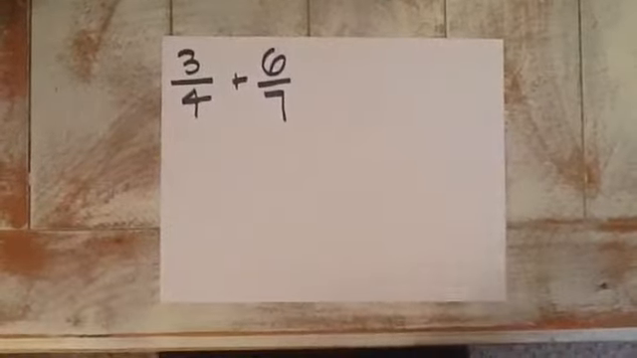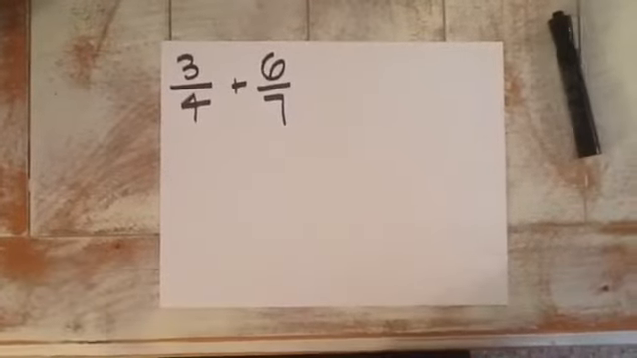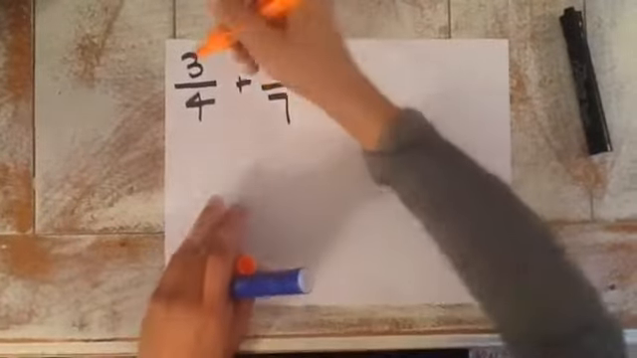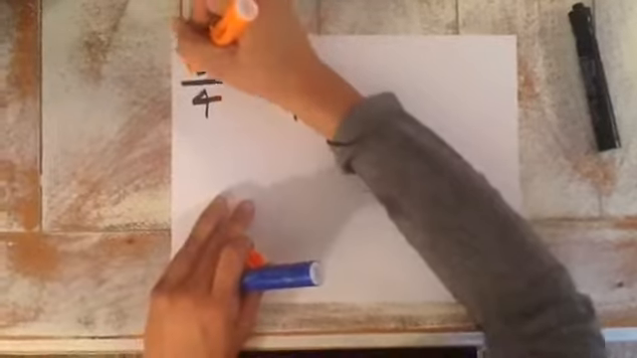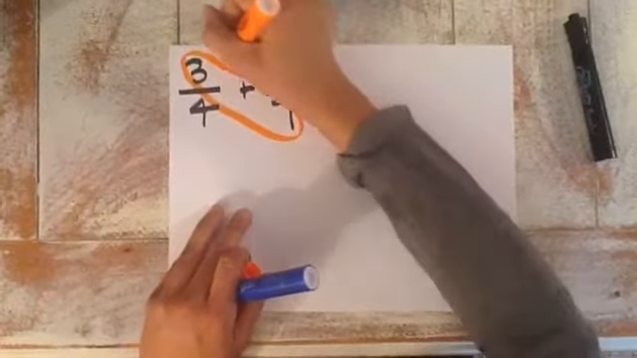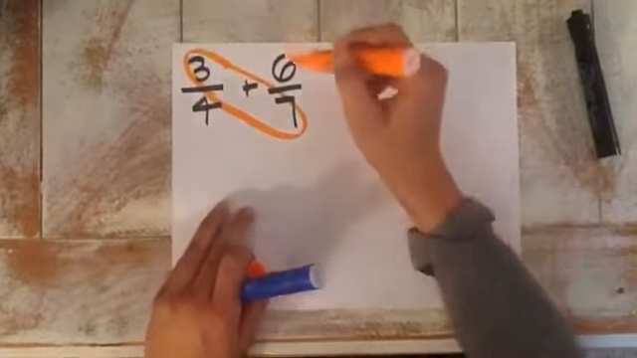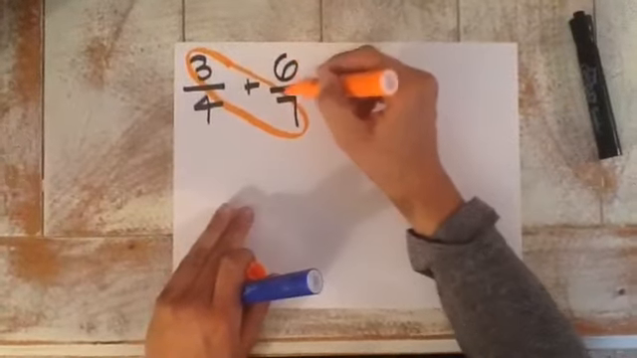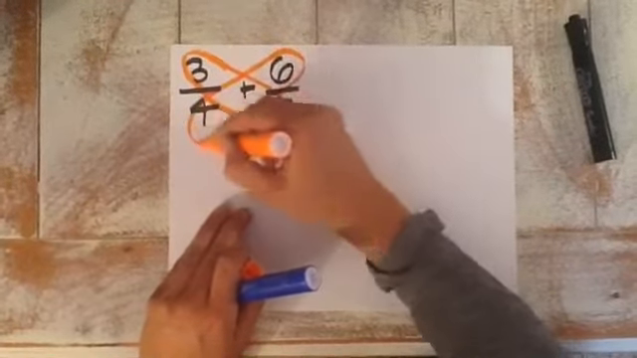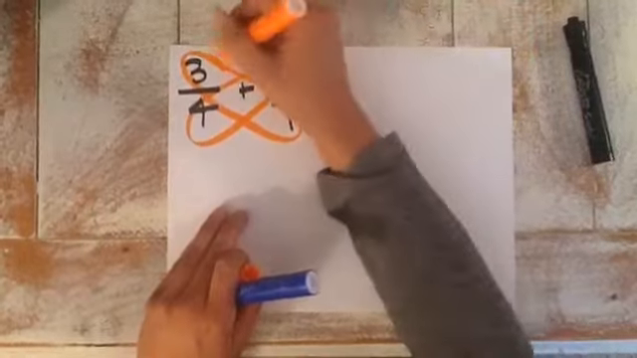So I'm going to start by drawing the circles around my numerator and then across to the opposite denominator. So I'll draw my first circle. And then I'm going to draw my second circle, which starts at the next numerator around to the opposite denominator. And then I'll draw both antennae.